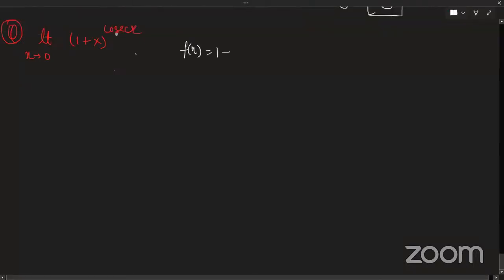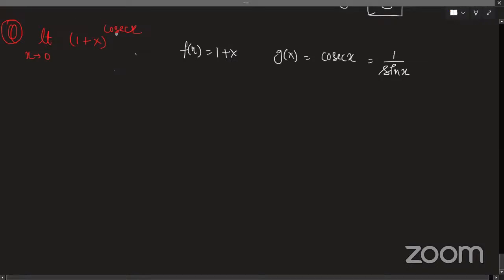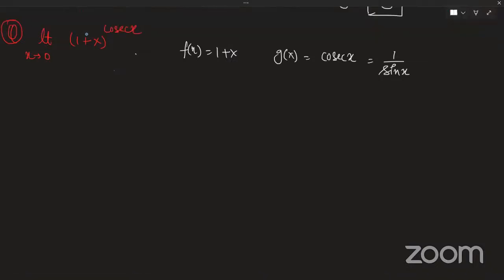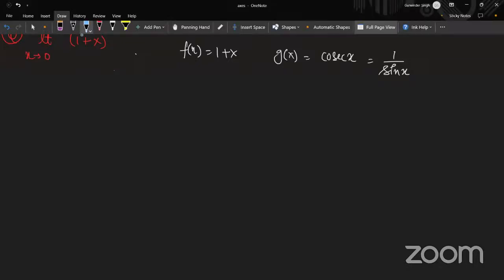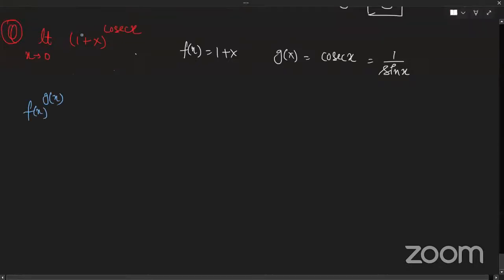So you have f of x, it is 1 plus x, and you have g of x, it is cosec x. Cosec x is basically 1 by sine x, if you all know, right? So first of all, is this 1 raised to infinity? Yes, sir. Because if x is tending to 0, sine x is tending to 0. So 1 by 0, obviously it will go to infinity. So I have the limit of f of x raised to g of x. So I can write it as e raised to f of x minus 1 into g of x.